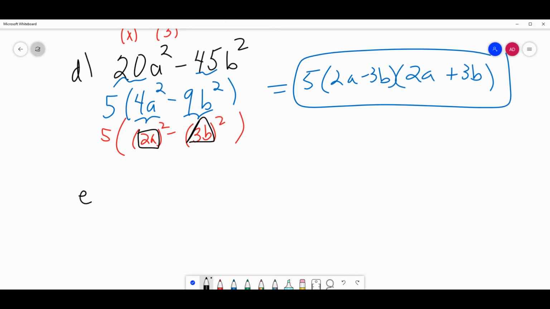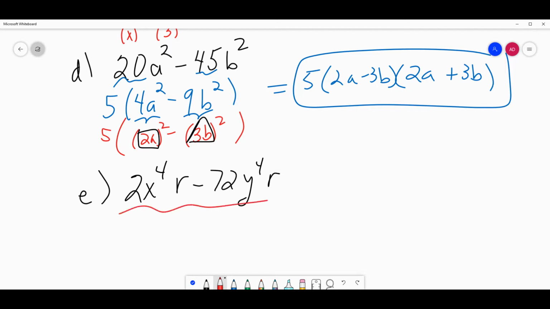All right, here. Let me give you guys one to try. 2x to the fourth r minus 72y to the fourth r. All right, be sure to pause the video. Okay, welcome back. Hopefully what you did here is you factored out a 2r, and you were left with x to the fourth minus 36y to the fourth.